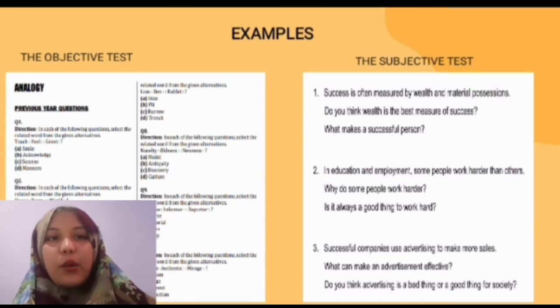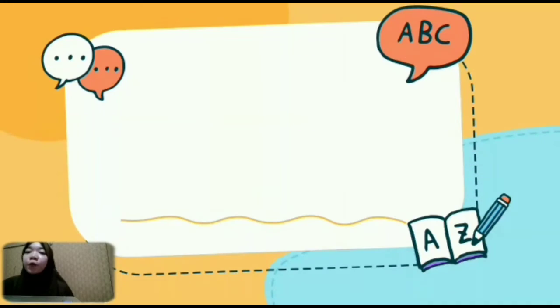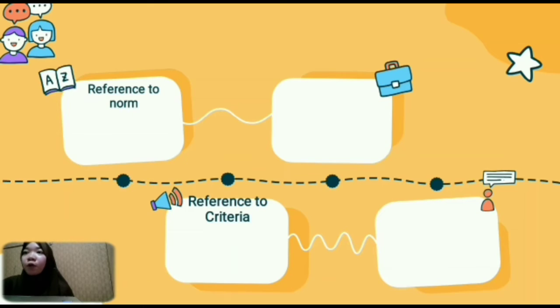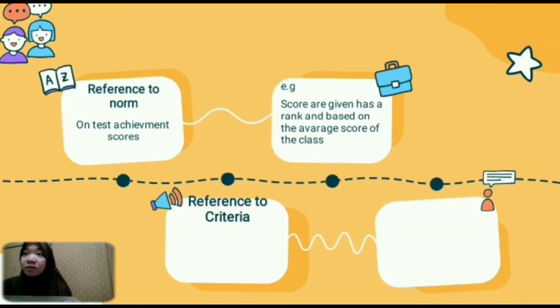The next material will be presented by me, my name is Inton from PBI 2. So now I would like to explain the differences between norm reference and criterion reference in determining the interval scores for the students. Okay, first, the norm reference assessment is to rank students based on test achievement scores. For example, scores are given as a rank based on the average score of the class.